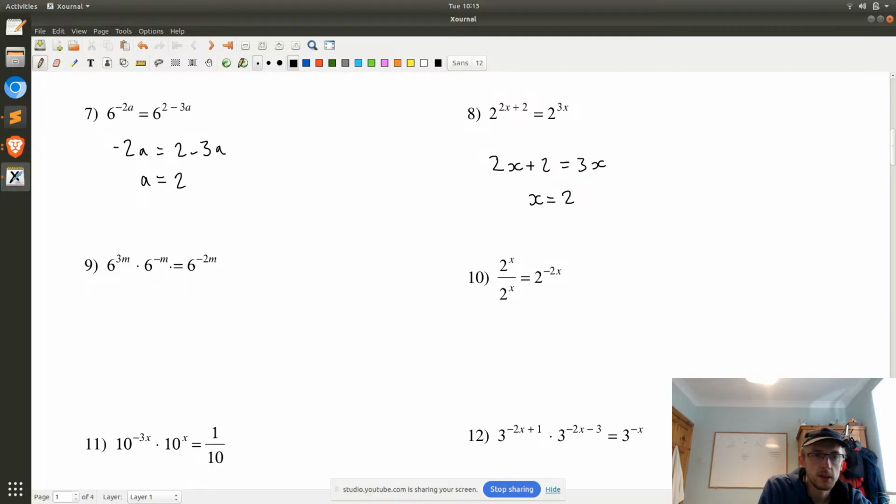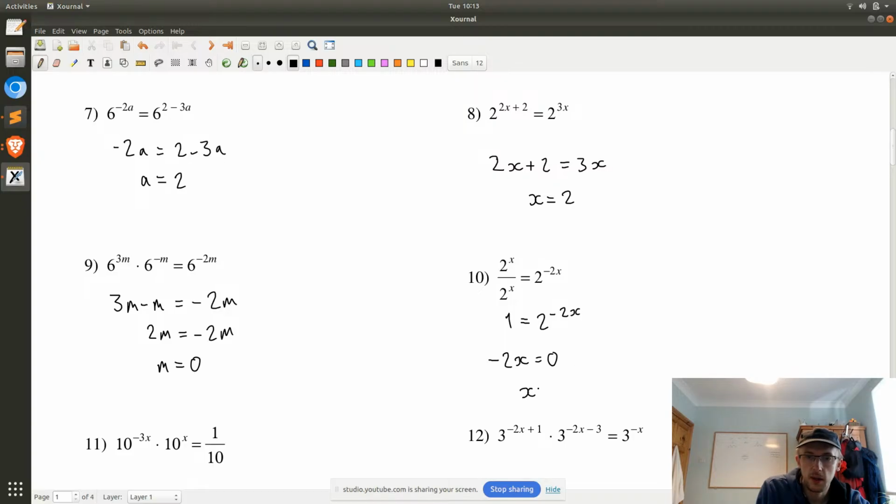Now here you add the exponents, surely. So 3m take m is equal to negative 2m. And that would be 2m equals negative 2m. And so m must be 0 itself. 2 to the x over 2 to the x, so that's 1. That must be 0. So x must be 0.